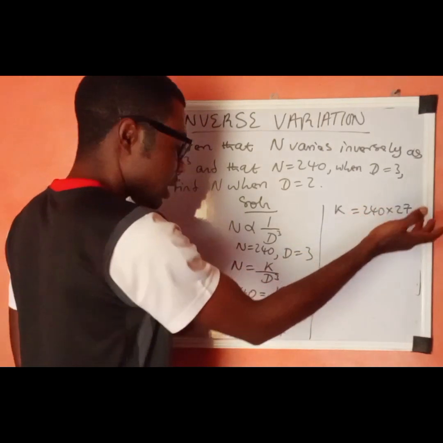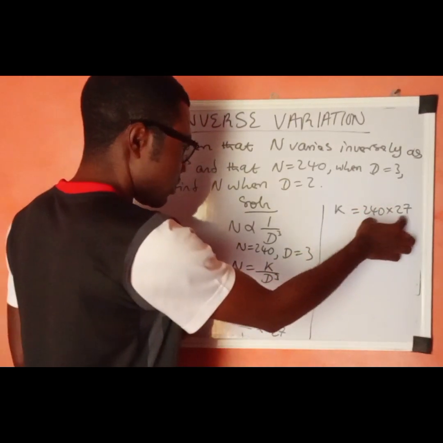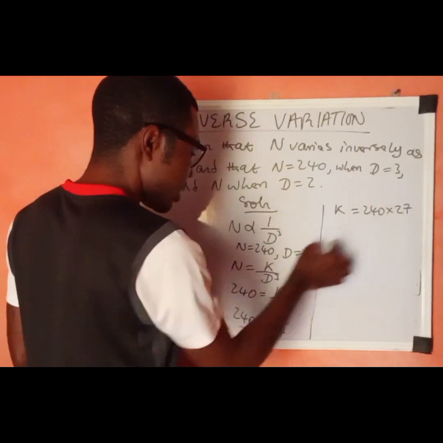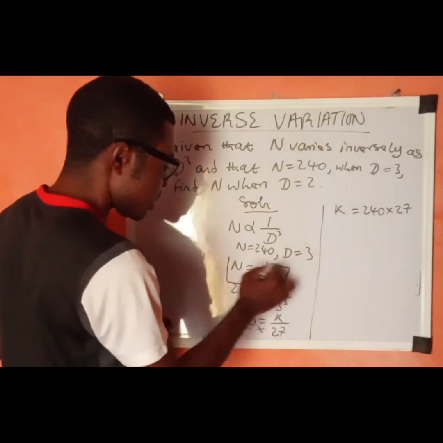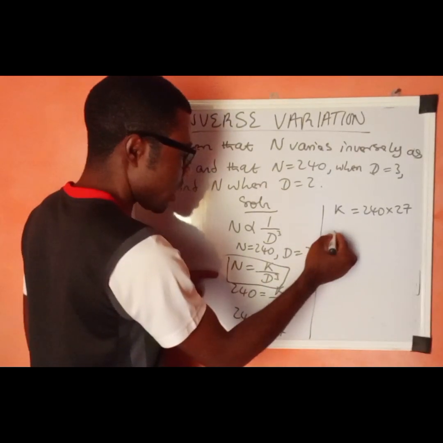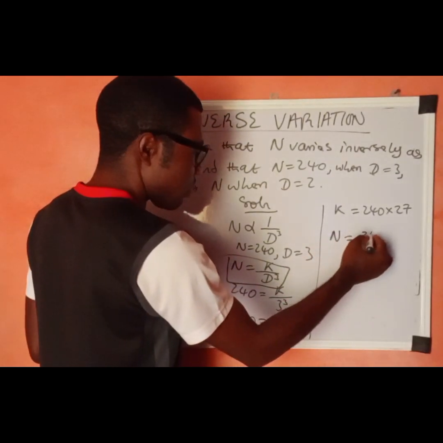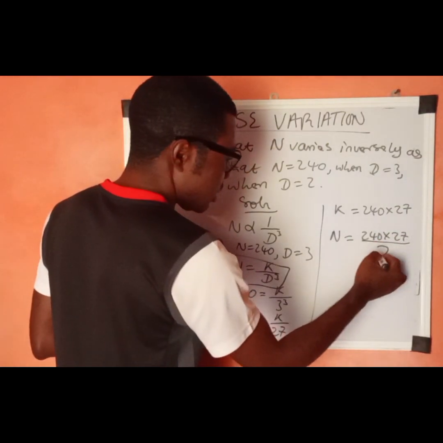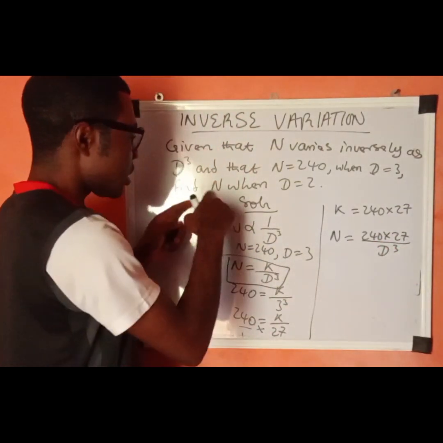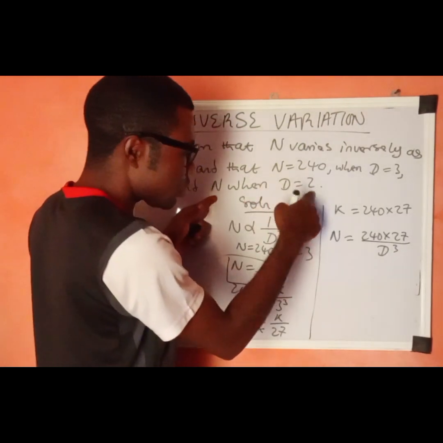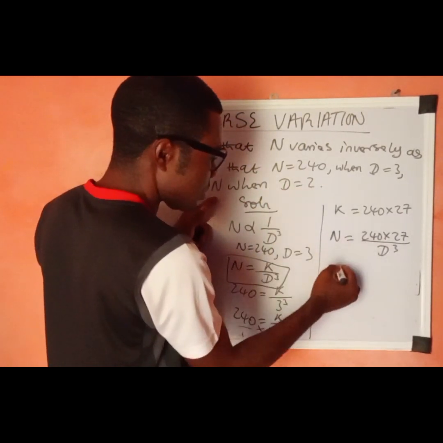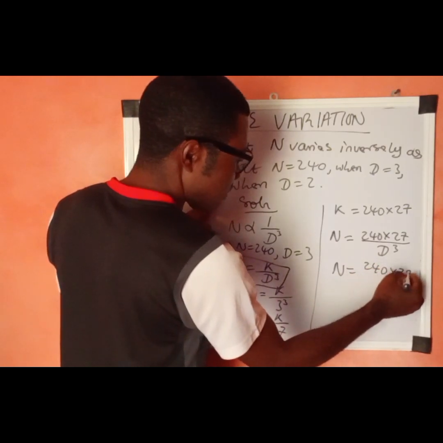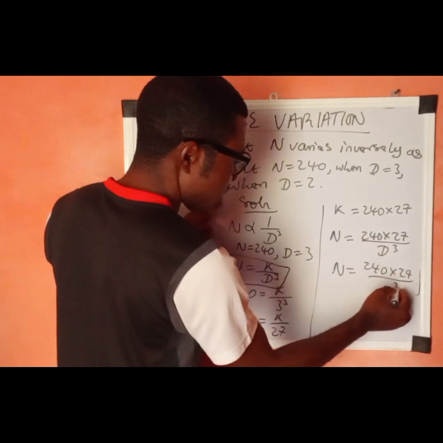So the equation connecting them is to substitute this k here. Of course you can compute this and get what it is, but it's not relevant to me because that's not what I'm looking for. I'm looking for n when d is 2, so I can carry this k and substitute in the equation connecting the variables, so that I will have n equals 240 times 27, that is k, all over d cube. Then he said I should find n when d is 2, so in d I will substitute 2, so that my n equals 240 times 27 all over 2 raised to power 3.